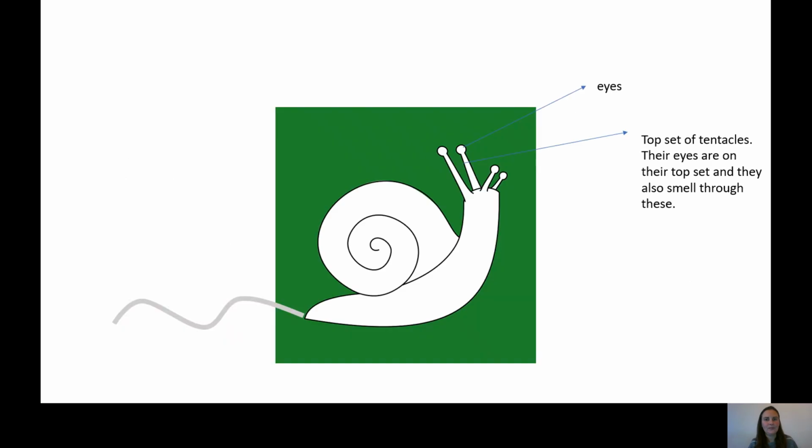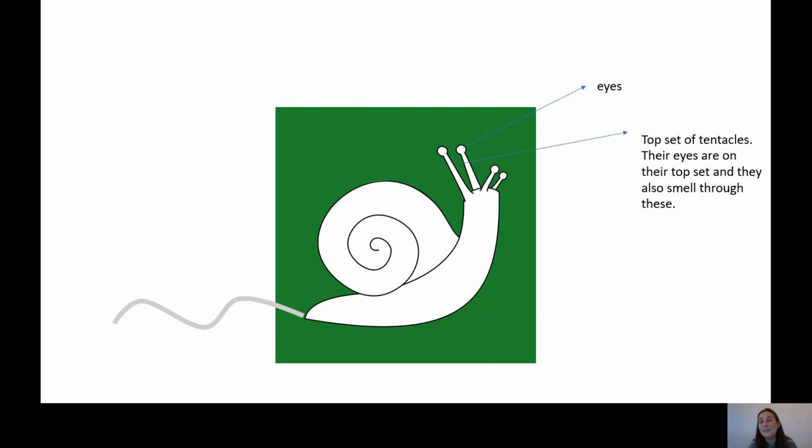Here is just an example of the type of thing I'm expecting. There's a picture of a snail, and you can see its trail coming out behind it of the mucus, which it uses to keep itself moist and to help it move across rough land. And you can see I have labelled the top set of tentacles, and I've explained what the top set are for. So I've written their eyes are on their top set of tentacles, and they also smell through these. So those are what the top set of tentacles are.